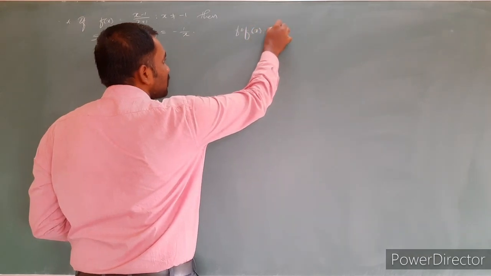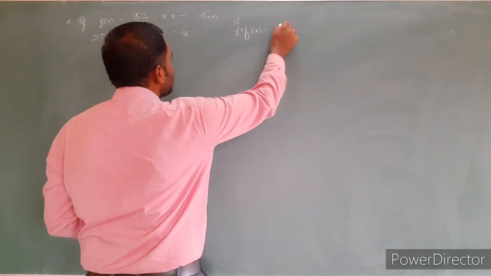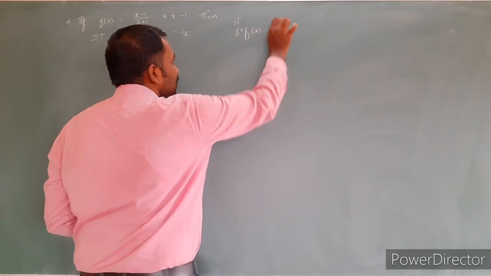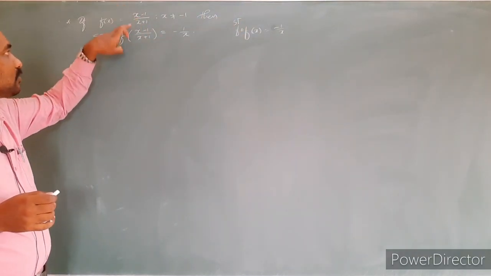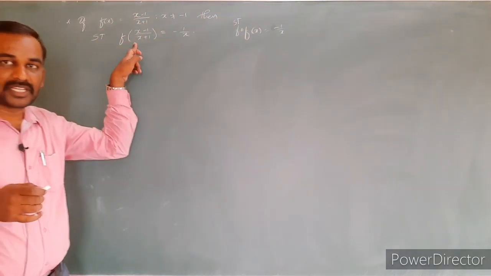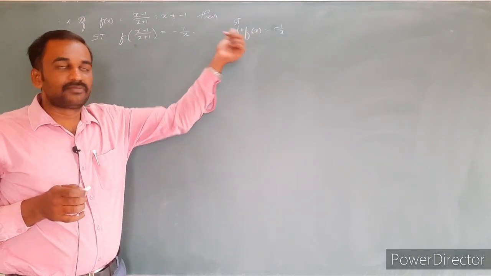f circle f of x is equal to, or instead of asking that show that f circle f of x is equal to minus 1 by x, they have given it already replaced. What is f of x? x minus 1 divided by x plus 1. Already it is replaced. Are you sure? This is the way. So f of x is replaced.